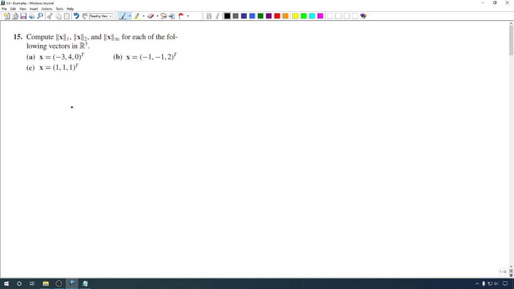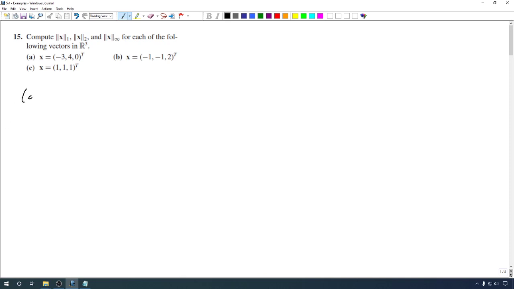Let's work a few problems from the book dealing with inner products and norm spaces. So here, first we're just going to work with some norms. We're going to take these three vectors that exist in R3, and we're going to compute the norm of these vectors for three different norms. So we're going to work with the 1 norm, the 2 norm, and the infinity norm.